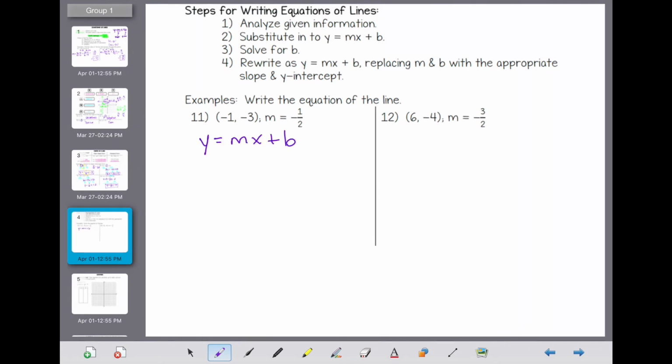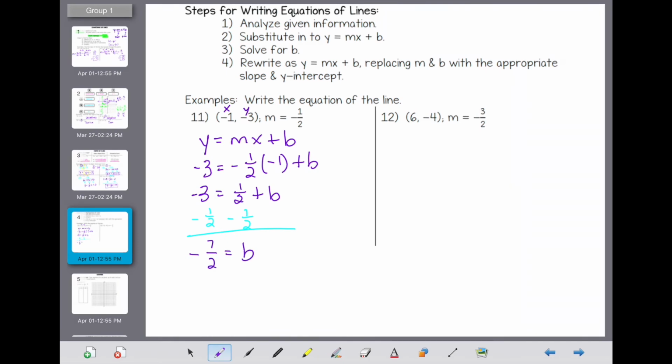So with y equals mx plus b, my x and y are coming from the point. So remember how it's always x first and then y. So y is -3, m is -1/2, x is -1, and b is still b because that is what we are looking for. Then I multiply my -1/2 times -1 to get a +1/2. And then to get b by itself, I must subtract the 1/2. So -3 minus 1/2 is -7/2.